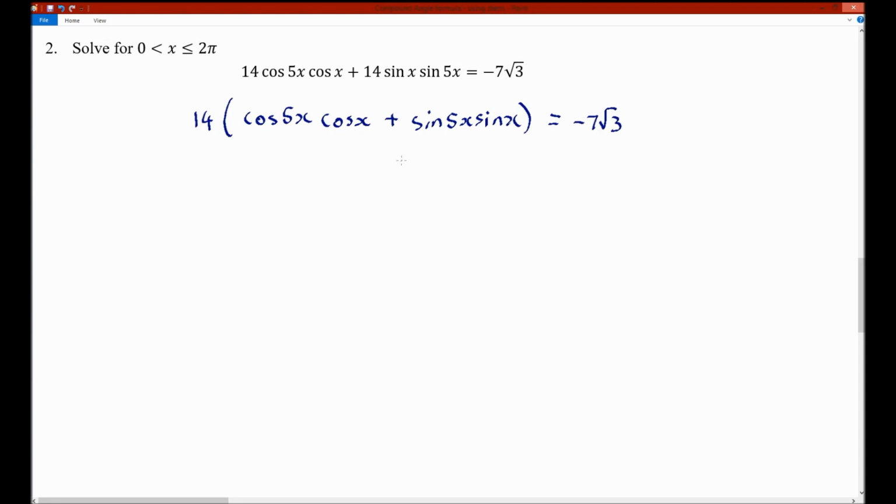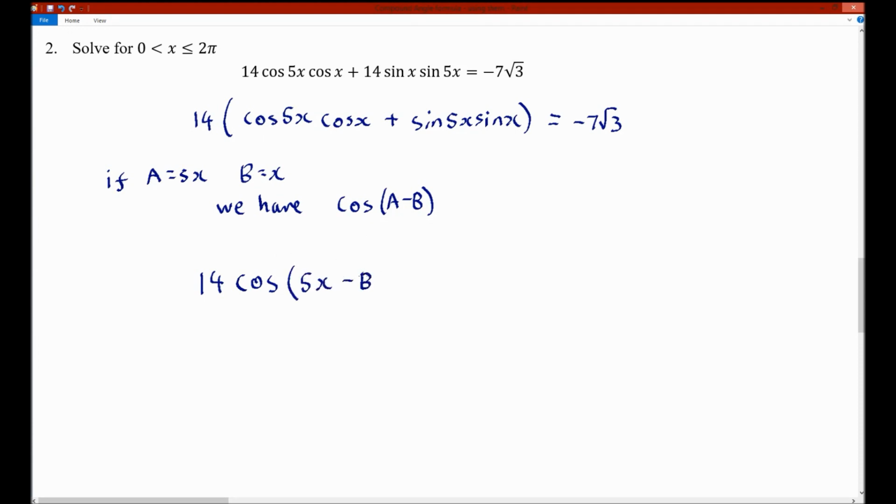So now it's written like this, it's a lot more obvious that yes, this is one of the compound angle formulas, and if we let a be our 5x and b be our x, then what we've got is cos of a minus b. So if a is equal to 5x and b is equal to x, we have cos of a minus b. So therefore, this entire thing can be written as cos of a, so our a is 5x, and our b is x.